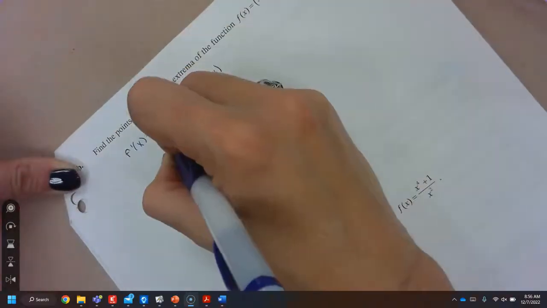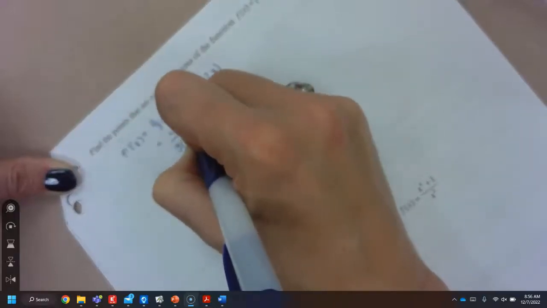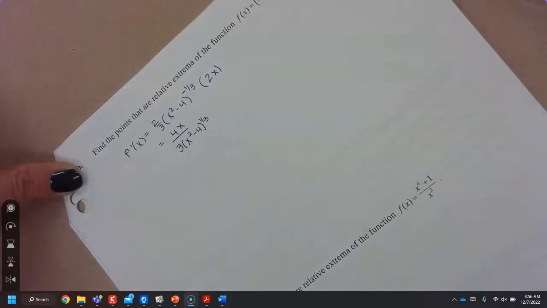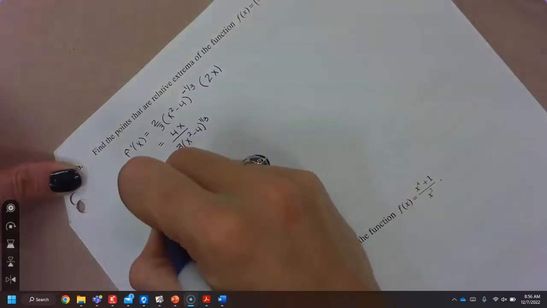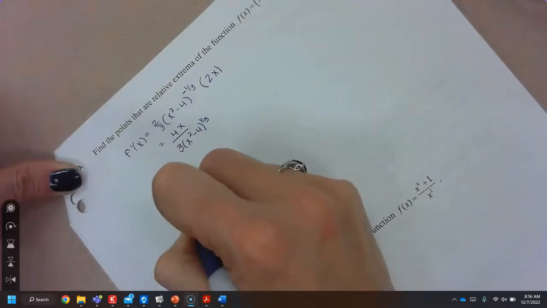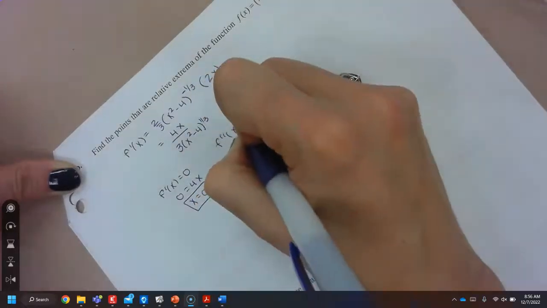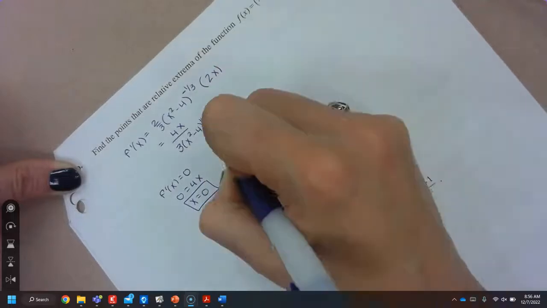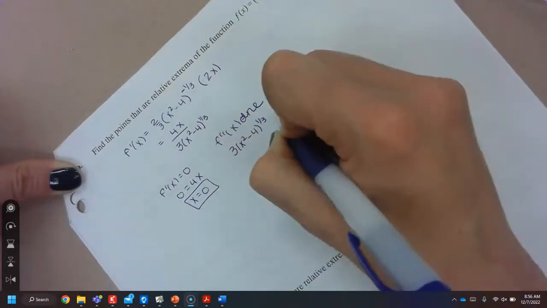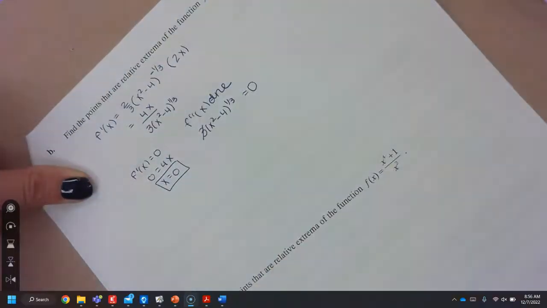2x times 2 is 4x. The 3 and x squared minus 4 to the 1/3 drop to the denominator. So then f prime of x equals 0 when 0 equals 4x, so when x equals 0. And f double prime of x does not exist when 3x squared minus 4 to the 1/3 equals 0. So anything divided by 0 is undefined.